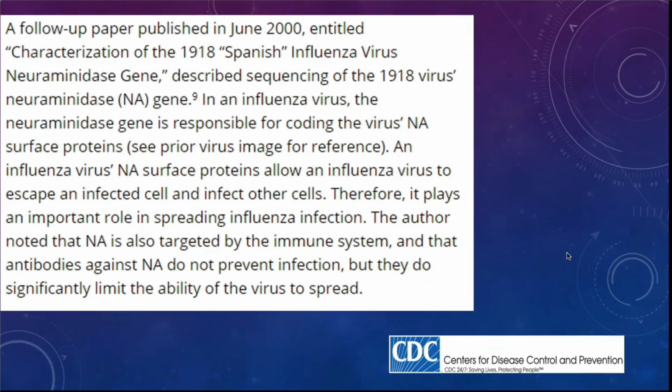A follow-up paper published in June 2000, entitled Characterization of the 1918 Spanish Influenza Virus Neuraminidase Gene, describes the sequence of this 1918 virus neuraminidase gene. And of course, we know that the neuraminidase proteins are responsible for spreading the influenza infection, and that fact was also mentioned in this paper, specifically describing the neuraminidase gene of the 1918 Spanish influenza virus.